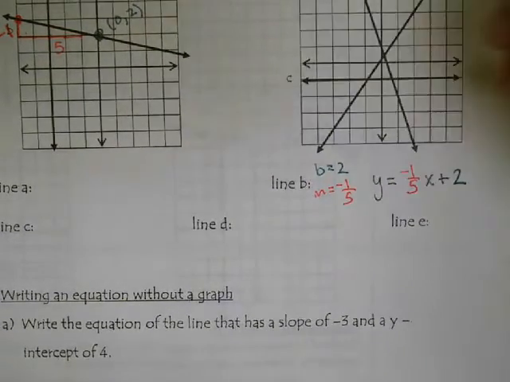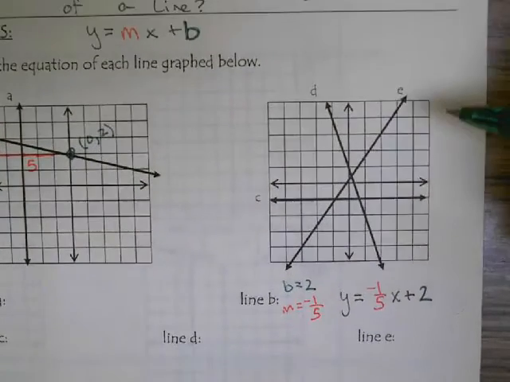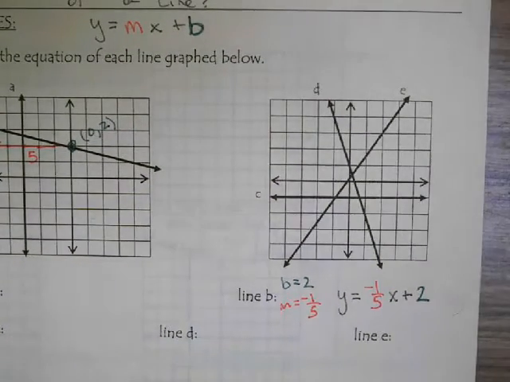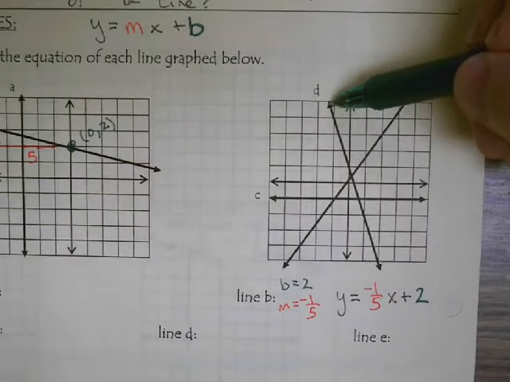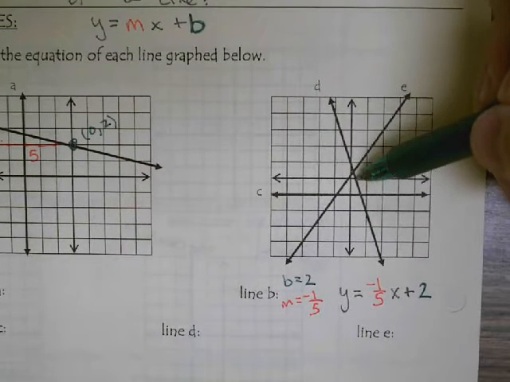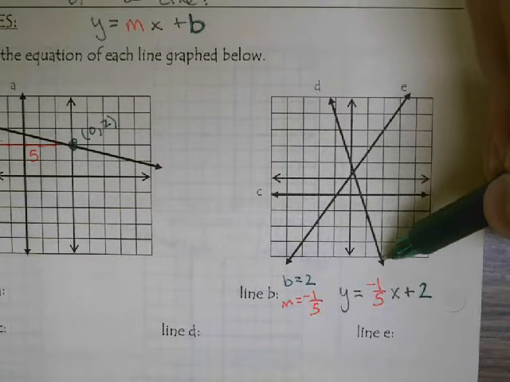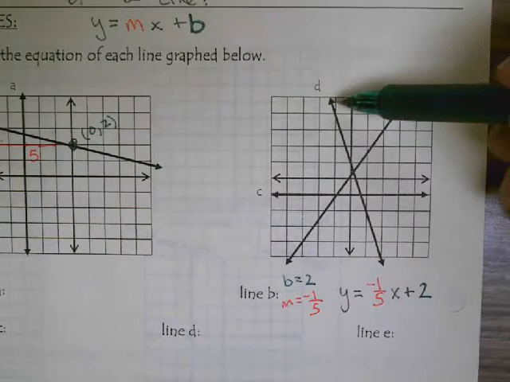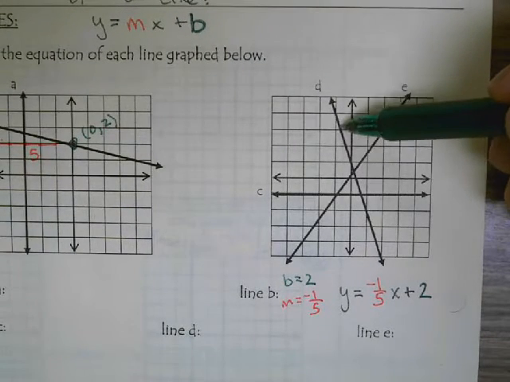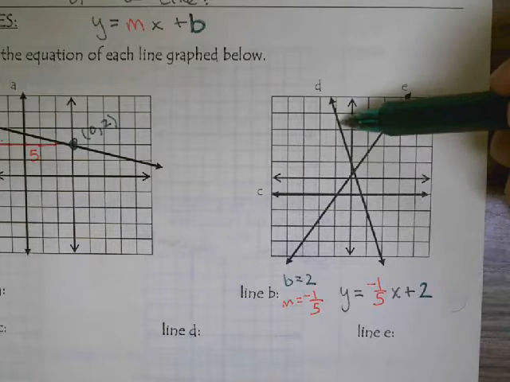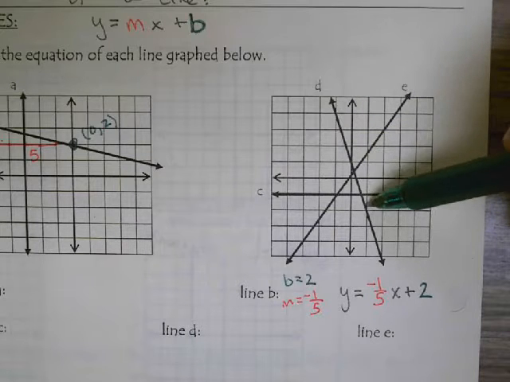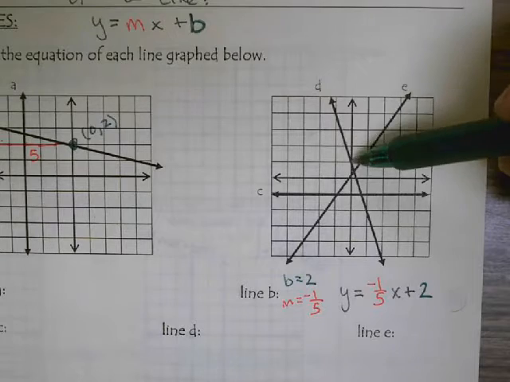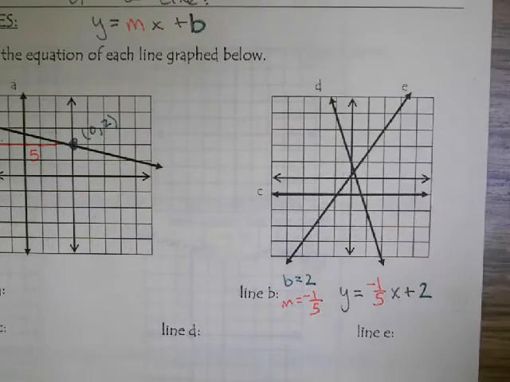So let's look at line D next. Right at the get-go, if we're reading it from left to right, is this line going up or down? Down. So if I know that my line is moving in a downward direction, I can expect my slope to be positive or negative. If we're going down, left to right, we know our slope's going to end up being negative.